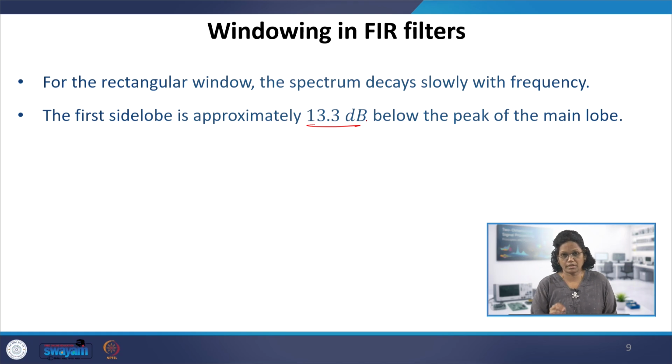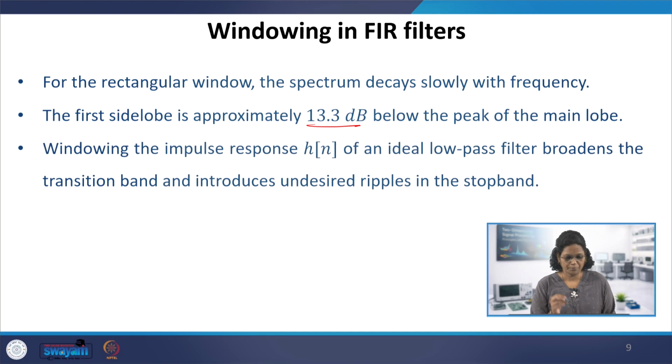So for the rectangular window, the spectrum decays very slowly with frequency, and the first side lobe level is 13.3 dB below the peak of the 0 dB main lobe. We can have this impulse response truncated using the window for low pass filter design. When we use this truncation, it introduces a ripple in the stop band, and it also broadens the transition band. So what is the relation between the transition band and the window width, and the ripples introduced in the stop band? We will dig into these details further.